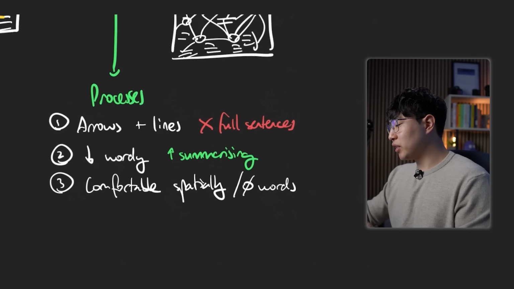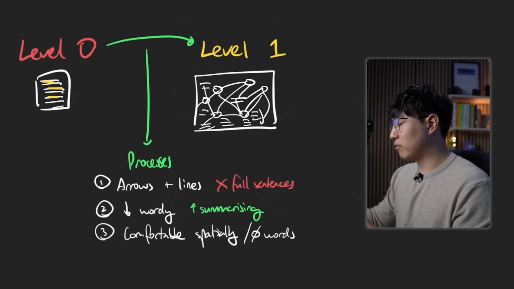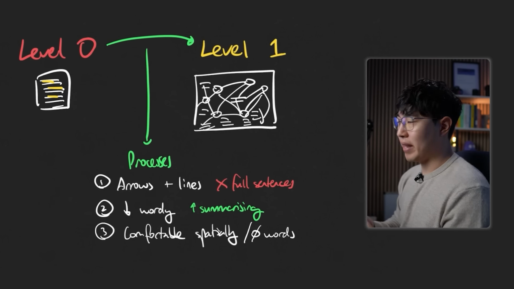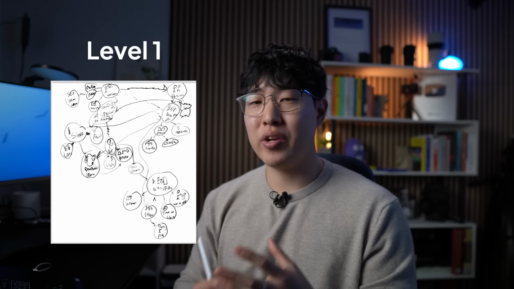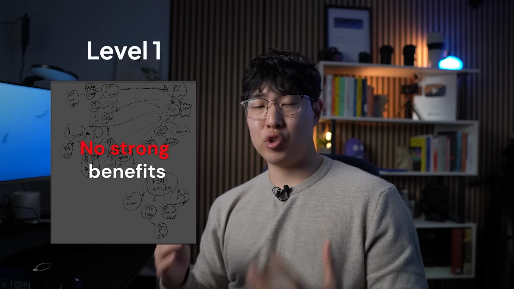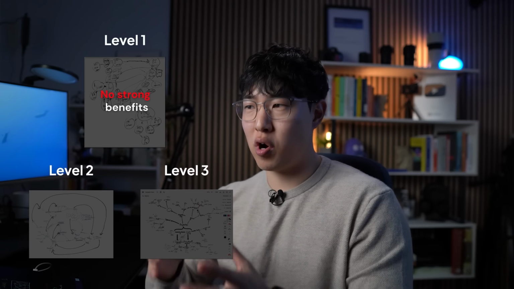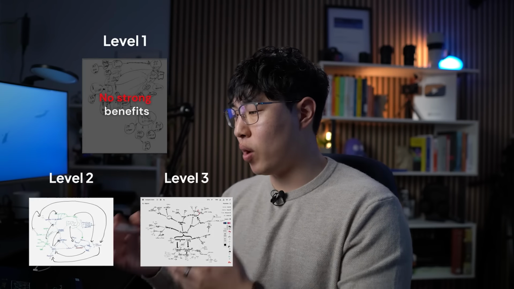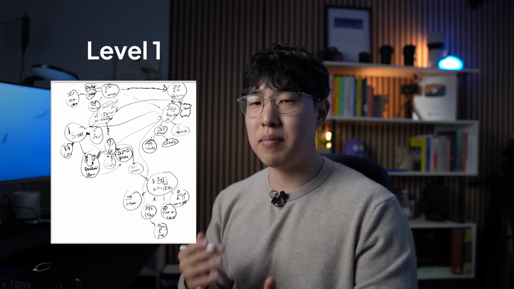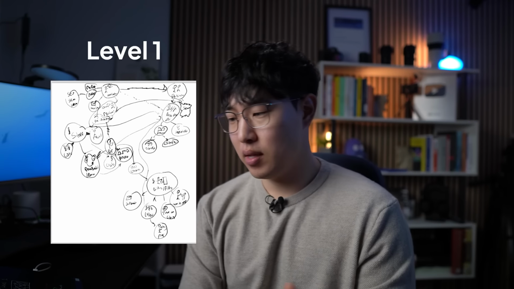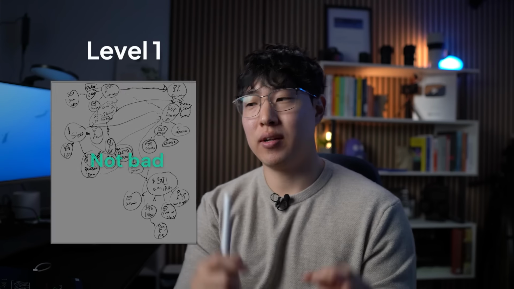When we follow these processes, we go from level 0 to level 1. Now, at level 1, we're not really getting a strong benefit from mind mapping. The real power of mind mapping comes from level 2 and level 3, and in fact, level 1 often looks pretty messy. However, level 1 is not bad.